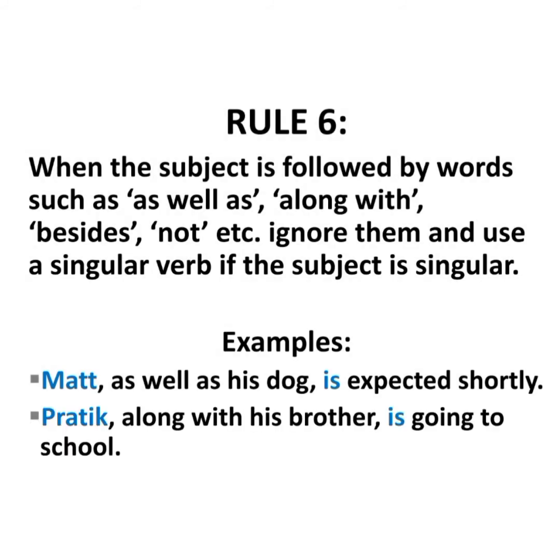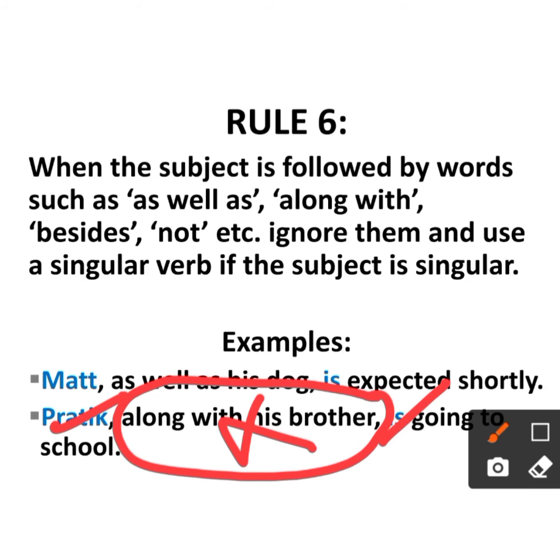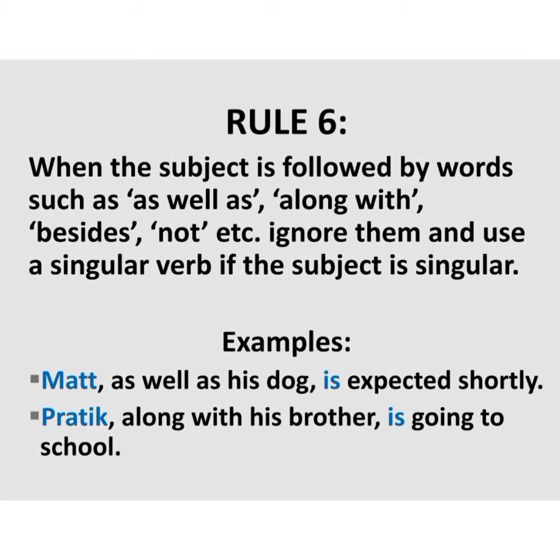Pratik, along with his brother, is going to school. So here you have Pratik, which is singular. Therefore, you must have singular verb is. Even though you have along with his brother, do not pay attention to this, okay? What is important is the subject. See if it is plural or singular. And if it is singular, you must have singular verb is.